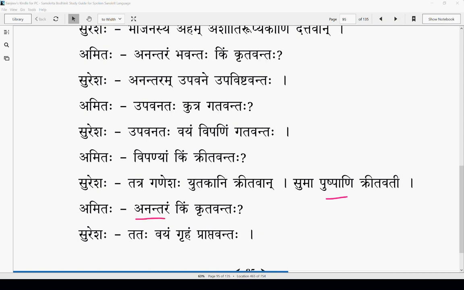Okay. Antaram kim kritavantah? Tatah vayam griham praptavantah. So here also not praptavan, praptati, prapnomi, prapnoti. So here griham is coming as a Dvitiya vibhakti. Any questions, anybody? No.